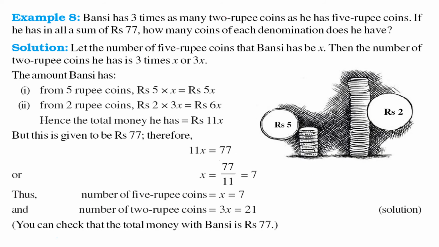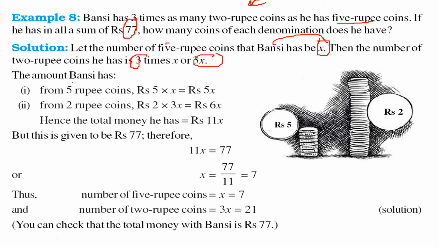Bansi has 3 times as many 2 rupees coins as he has 5 rupees coins. So if he has in all the sum 77 rupees, how many coins of each denomination does he have? So just consider that the 5 rupee coins that Bansi has is x, and in the question it is given that the number of 2 rupees coins he has is 3 times. So if the 5 rupee coin is x, the 2 rupee coin is 3x.